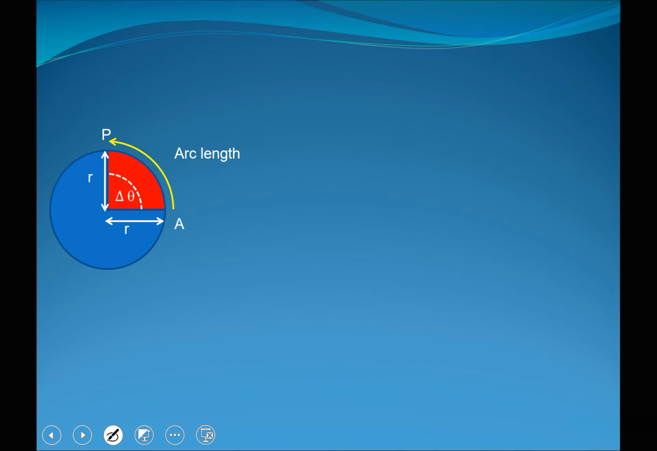Let's now define, or explore, what we call the angular velocity omega, because these are the terms you'll always find in circular motion: the radian, angular displacement, angular velocity, centripetal force, and centripetal acceleration. So let's try to understand what we mean by angular velocity.